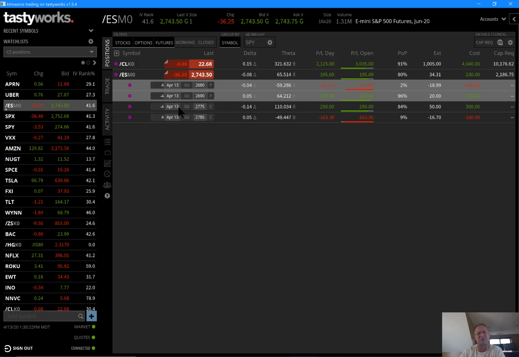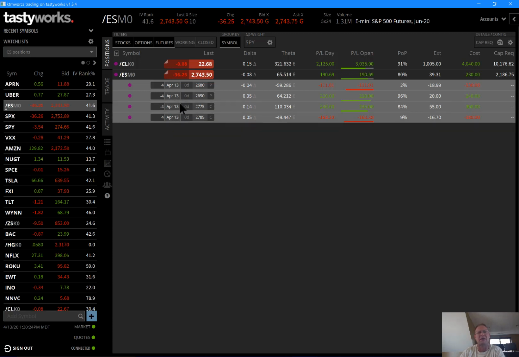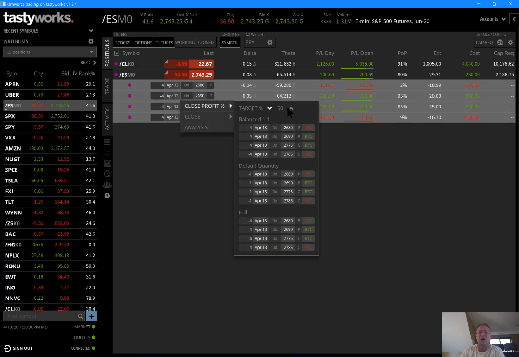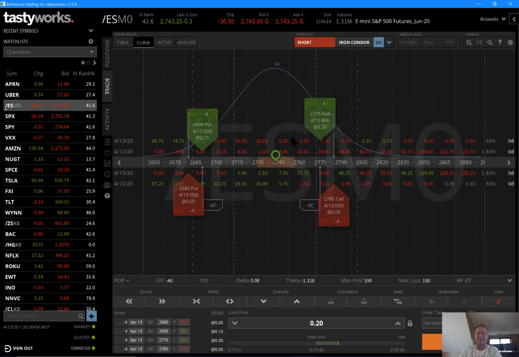We could have set this trade up right at the get-go. Probably should have done that. If you right-click on all those, you can go close and you can target a profit. You could say, hey, just automatically exit me out of this darn thing when I hit 80% profit level, or whatever level we decide to set. We could have done that.